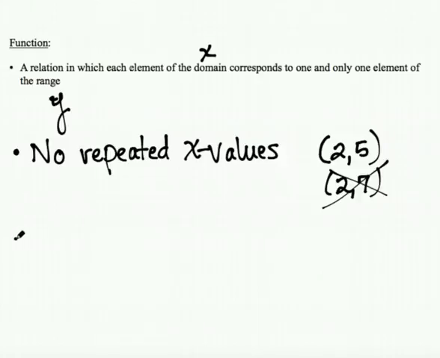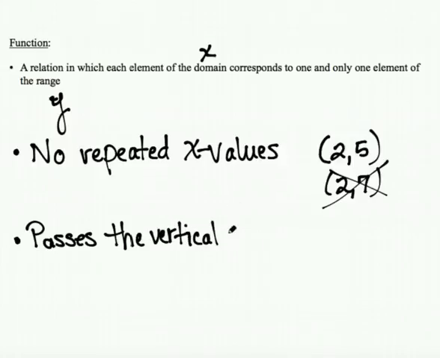If you're looking at the graph and trying to determine if it's a function or not, you have to make sure that it passes the vertical line test. And when we get into some examples, we're going to look at graphs and determine if they are functions based on the vertical line test.